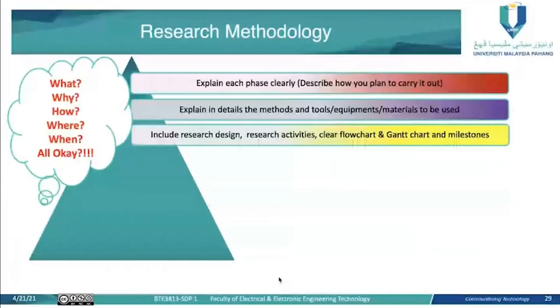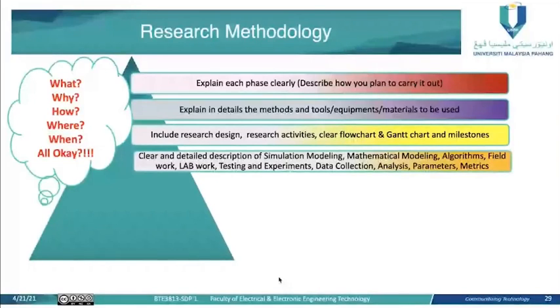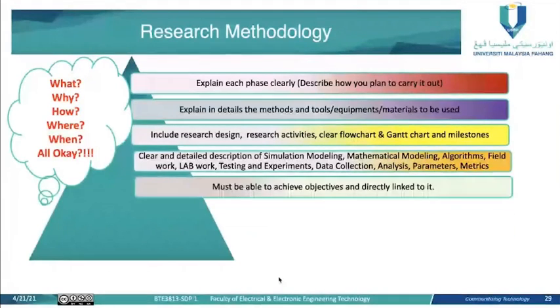Include research design, research activity, clear flow chart, Gantt chart, milestone, and so on. All these will be a part of your research methodology in chapter 3. Clear and detailed description of simulation modeling, mathematical modeling, algorithm. If you have some coding, some algorithm in the coding, you need to talk about it all here. Testing in the lab, testing in the field, data collection, analysis, parameter metrics, all these things need to be stated clearly in chapter 3. Must be able to achieve the objective and directly link to it.